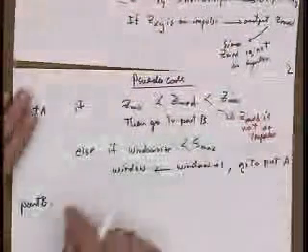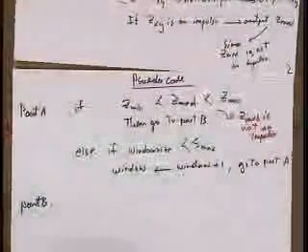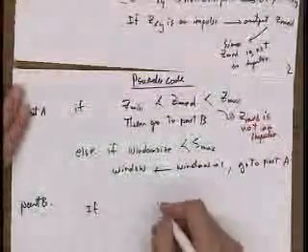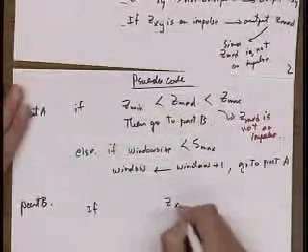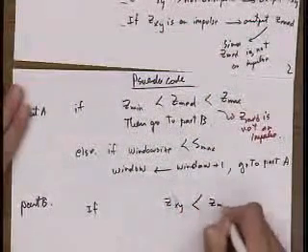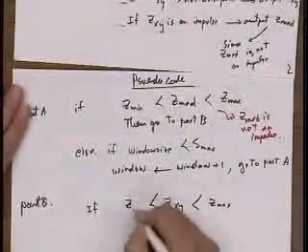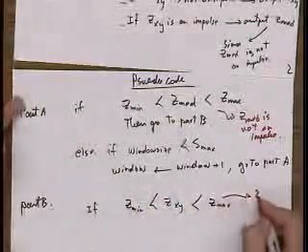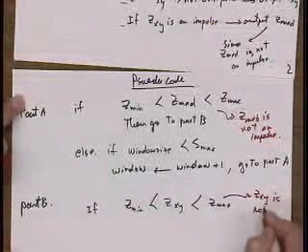Okay, in part B, we say that if Z_xy is not an impulse, in other words, it's between Z-min and Z-max, so this is saying Z_xy is not an impulse.